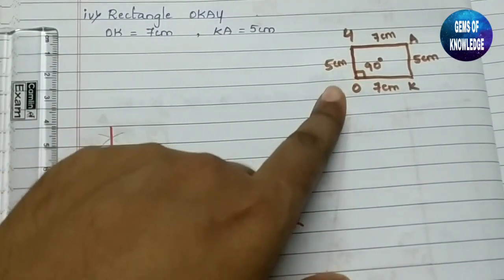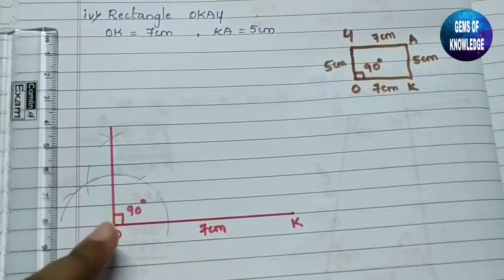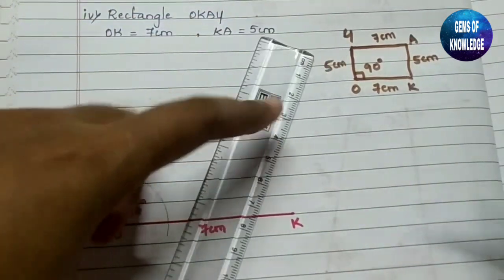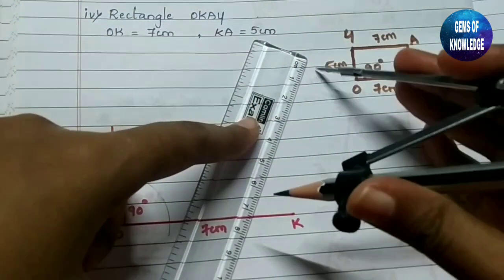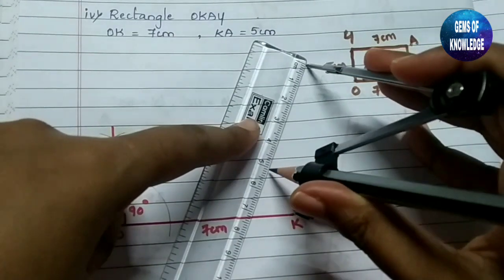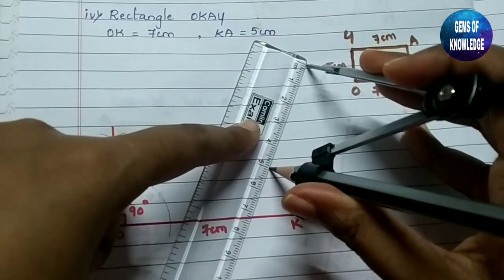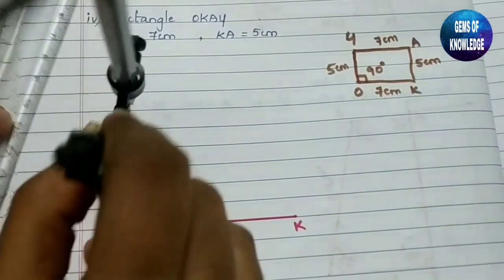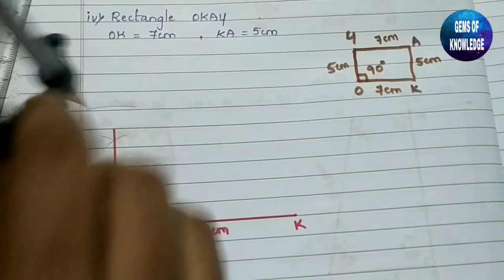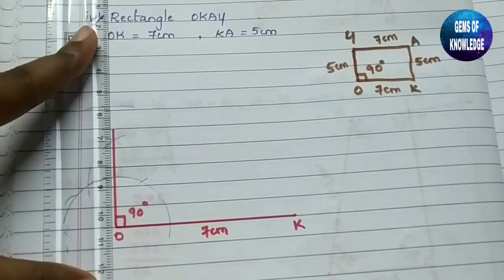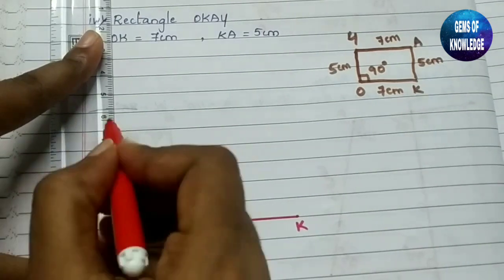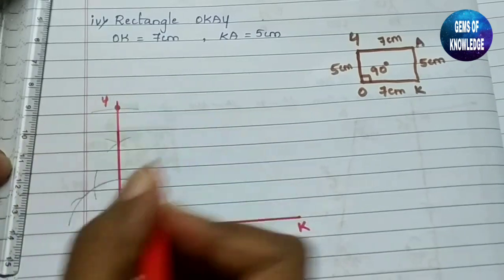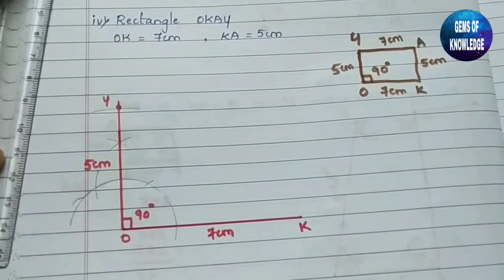Now here you can see we need 5 centimeter. So our OY must be of 5 centimeter. So we will take a 5 centimeter line. Okay, so this is a 5 centimeter line. We are going to keep this at this point O, and cut one arc over here. And let me join these points. So this point is nothing but Y, and this is of 5 centimeter.